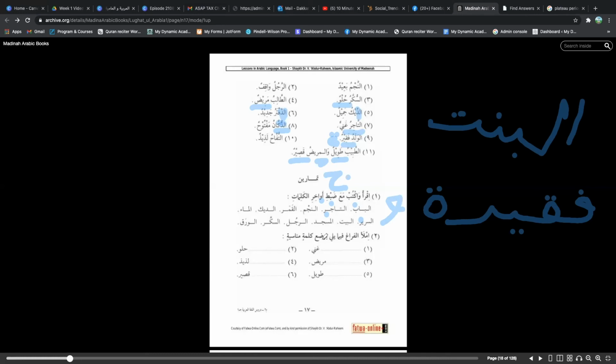املأ الفراغ فيما يلي بوضع كلمات مناسبة. So once again, remember imla, fill, and faragh. What is al-faragh? The empty space. Fima yali. So this fi means in. Ma, what does it mean? Yali is a verb that means follows. Okay, fima yali, in what follows. Bi wad'. So once again, we're going to place, wad' kalimatan munasiba. So the kalima, the word, which is munasiba, is appropriate.